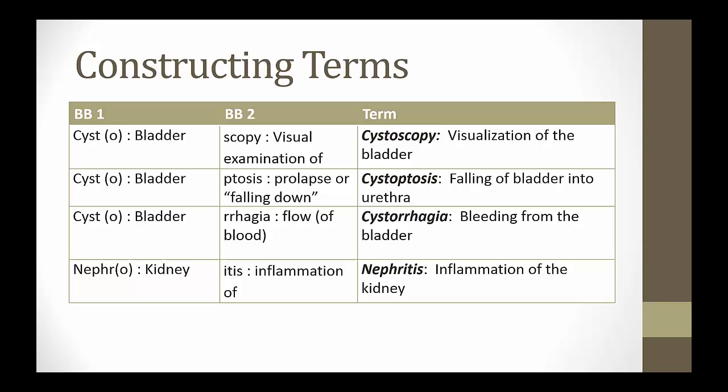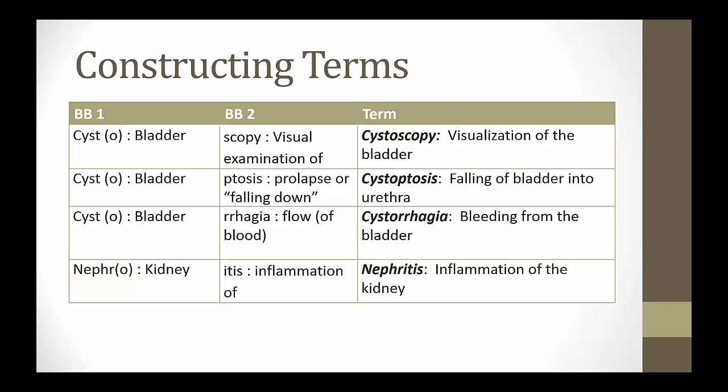Again, the word cysto means bladder. Let's combine that with the suffix rrhagia, a flow of blood. Our new term is cystorrhagia, bleeding from the bladder.